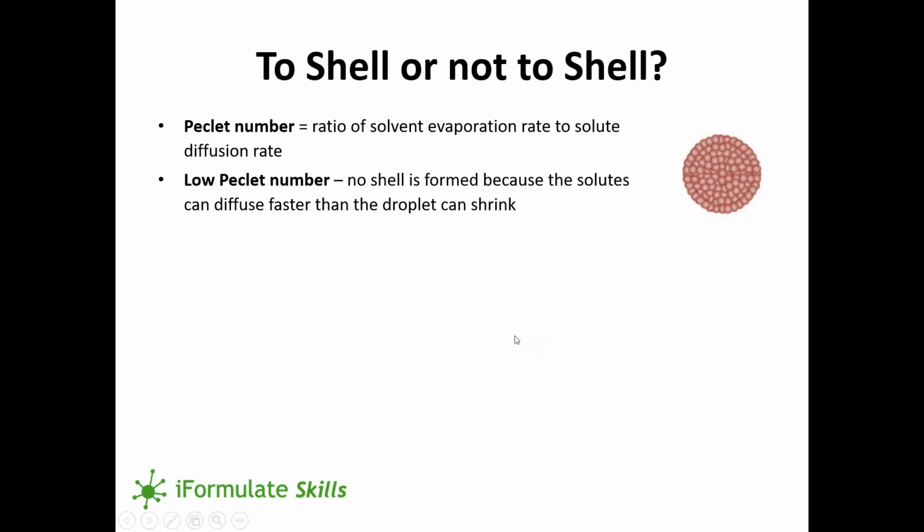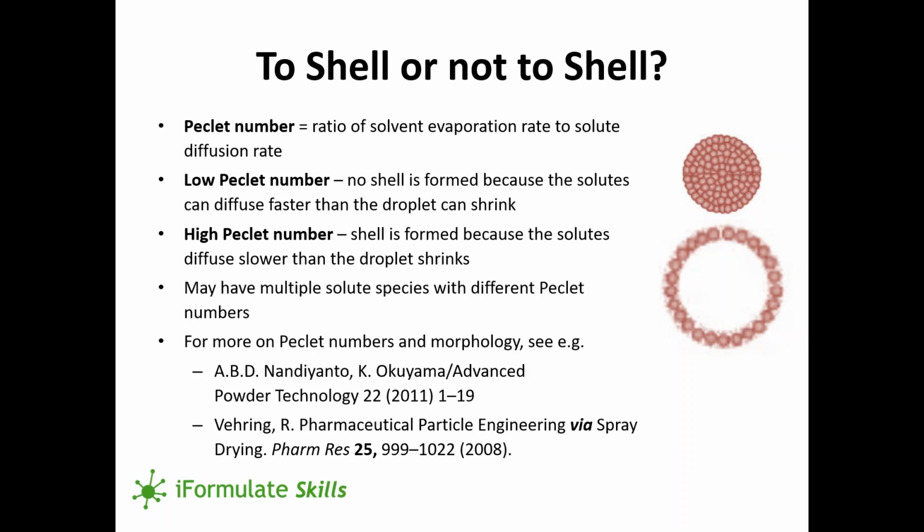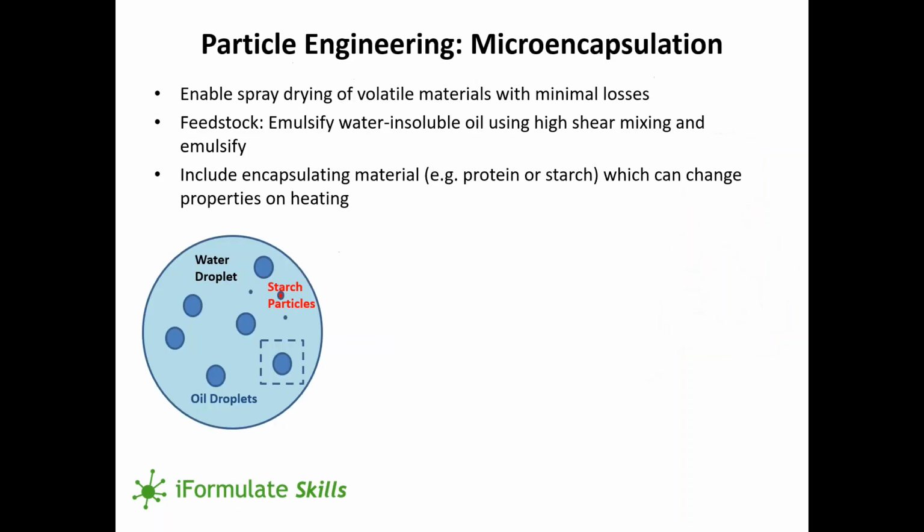For high Peclet number solutes, these solutes diffuse slower than the droplet can evaporate. So the evaporation is happening more quickly than the diffusion rate. The solute kind of gets left behind as the water is lost, and a hollow shell particle can be formed. Now these are the extremes of morphology, and there are a lot of other possible morphologies. And I've included here a couple of references if you're interested in going to more detail about Peclet numbers and about drying conditions and material properties and morphology, if you want to follow those up.